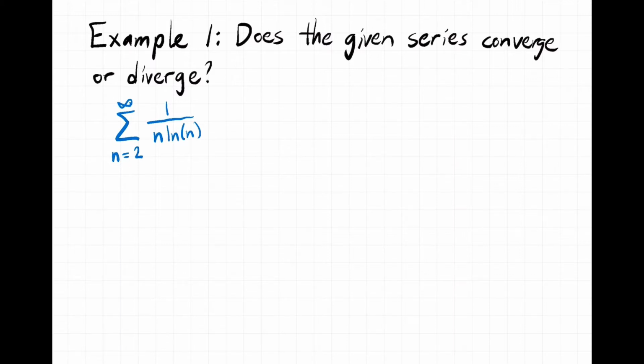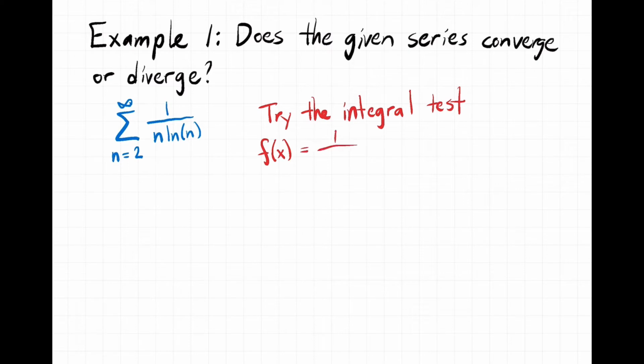Let's find out. We can figure this out by trying the integral of this same function. Let's try the integral test. It doesn't always tell us anything useful, but we can try it. Now, first thing to check here is to make sure that our function, f of x, which is going to be 1 over x times the natural log of x, the same function that's in our series, is continuous.